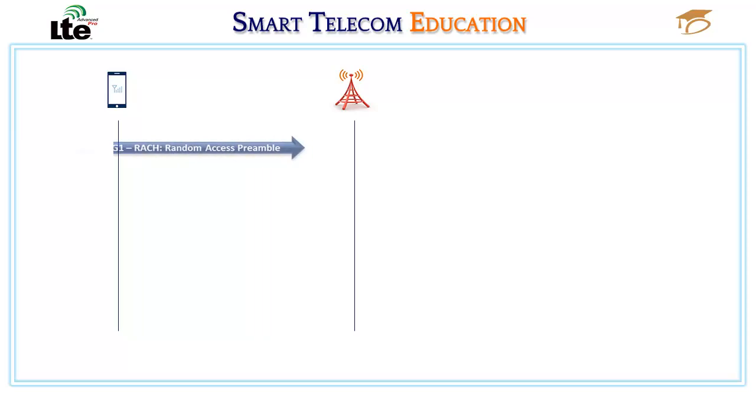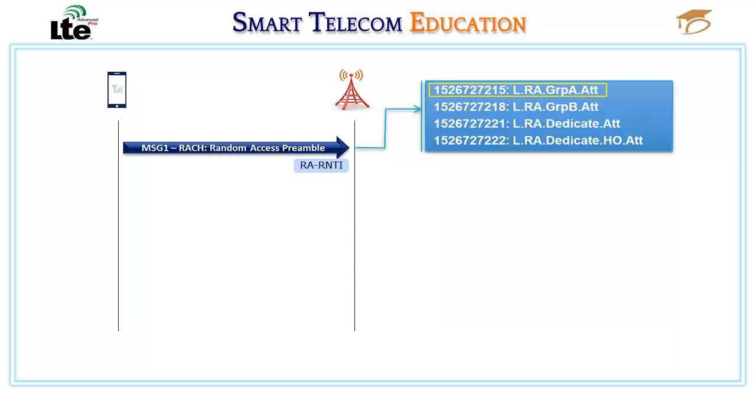Once the eNode B receives message 1 from a UE, the random access preamble message, the eNode B increments by 1 the LTE random access group A attempt counter, if the random access preamble is sent in group A, or the LTE random access group B attempt counter, if the random access preamble is sent in group B.